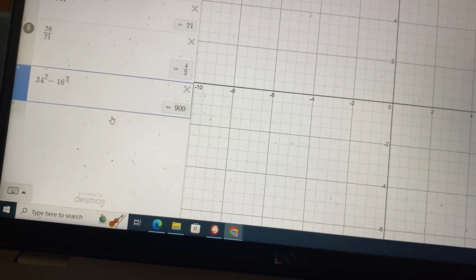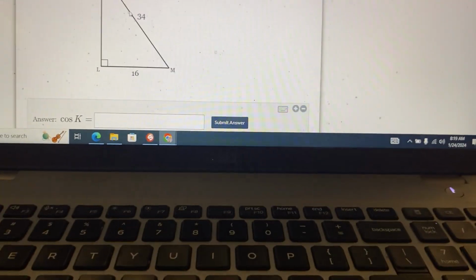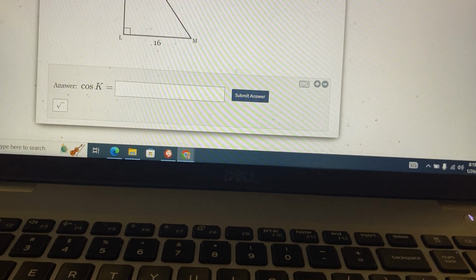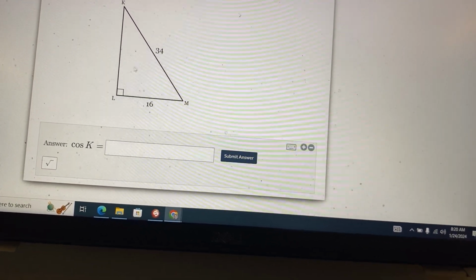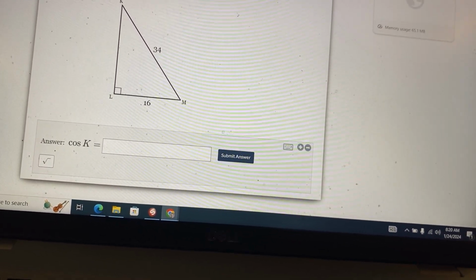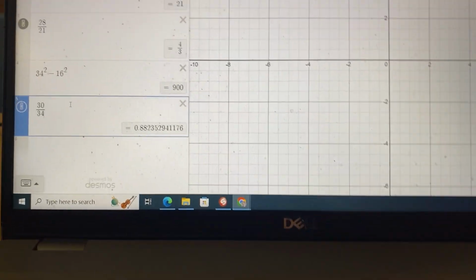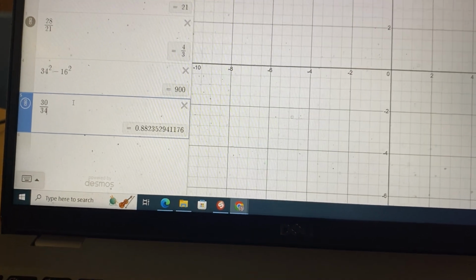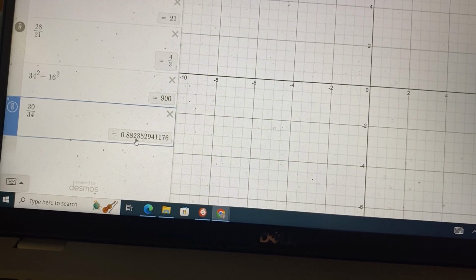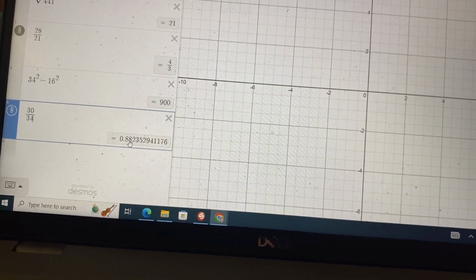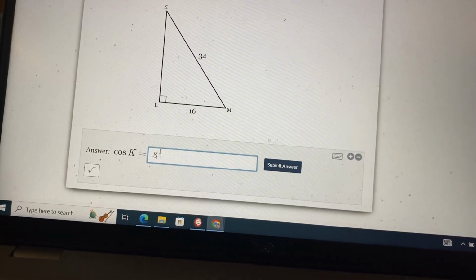This is 900, so then I need the square root of 900, but I already know the square root of 900 is just going to be 30. So then I've got to do my math here. My adjacent over hypotenuse is 30 over 34. I'm going to type this in, 30 over 34, and I get 0.8823, and so on. They want the hundredth, that's 2 decimal places. The digit after that is a 2, so it's not going to round up. So 0.88 should be my answer there by itself.